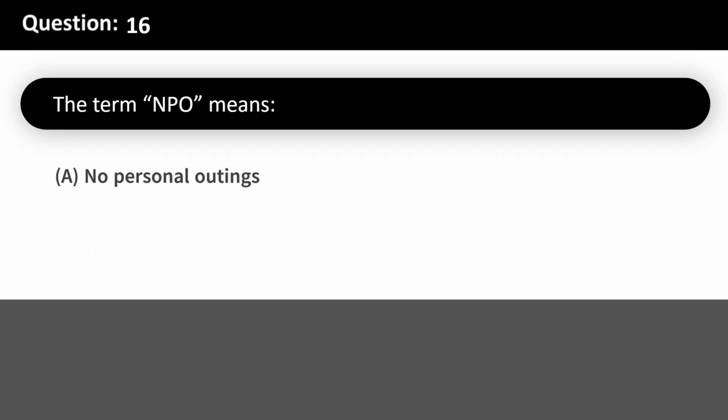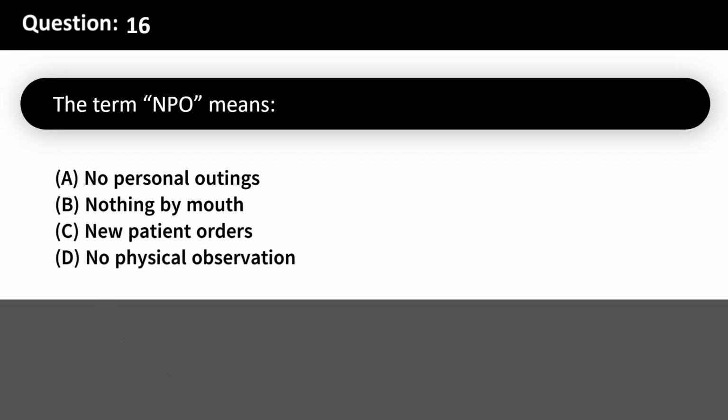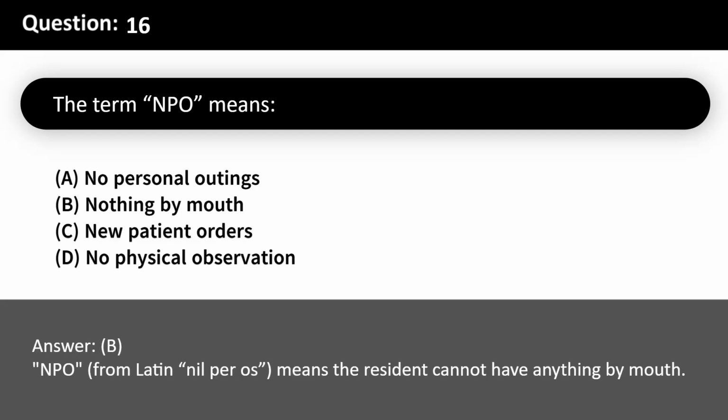The term NPO means: A. No personal outings. B. Nothing by mouth. C. New patient orders. D. No physical observation. Answer: B. NPO, from Latin nil per os, means the resident cannot have anything by mouth.